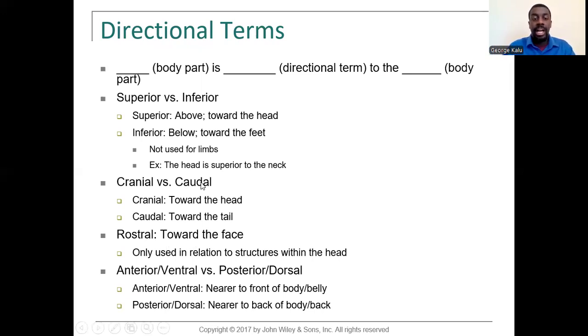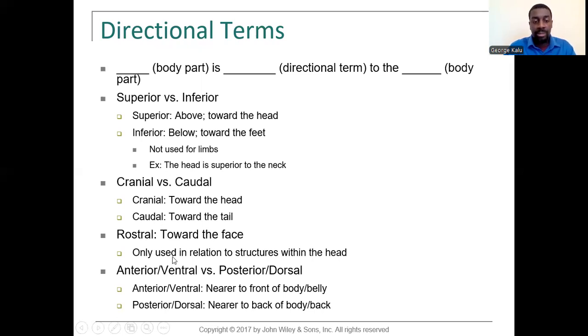Okay. Cranial and caudal are used similarly. Usually we use this with animals, but just for the sake of completion, they work the same. Okay. Cranial just means towards the head. Caudal, towards the tail. We probably won't use that too much. We'll usually use superior versus inferior, but again, just so that you're at least aware.